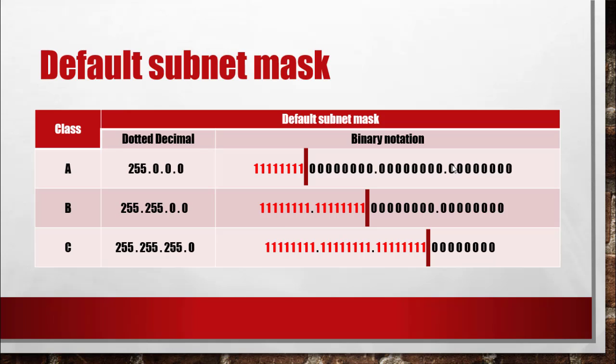All these subnet masks will not change in classful addressing. Remember, in classful addressing, your subnet mask cannot change. It is a default mask. For each class, the subnet mask is permanent.